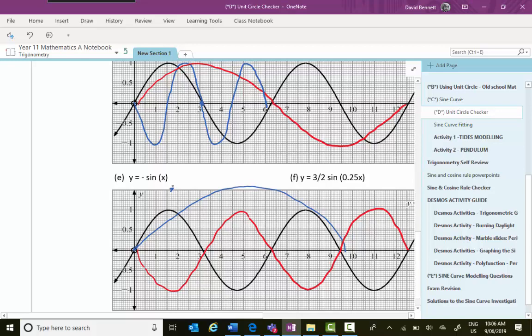Anyway, I hope this helps you fit the curve. I'm going to do another video in a second, which is going to go through the other sheet. Alright, so that's the plan.